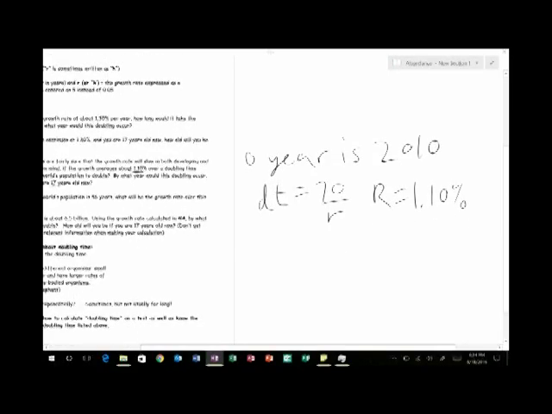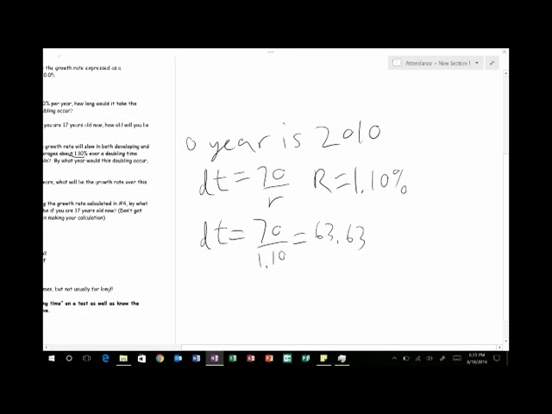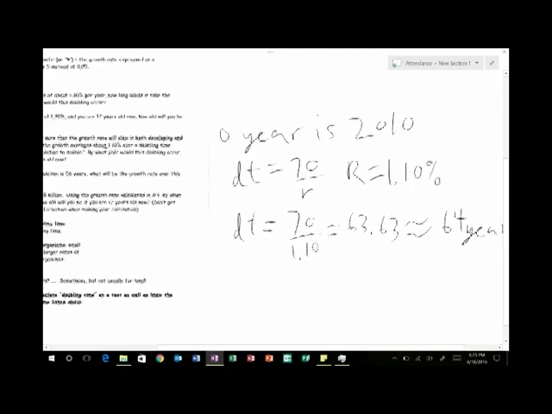So what we're going to do with that is use DT equals 70 divided by 1.1, which actually gives us 63.63 years, but I'm going to round that to 64 years. So it's going to take 64 years for that to occur.